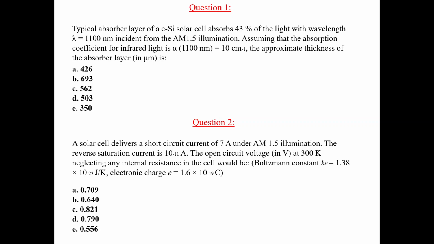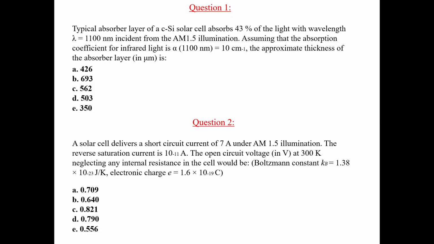Sir, option A. Okay. Gaurav, Mele, can you tell Gaurav how you solved it? Then I'll explain definitely. What formula did you use? Sir, kT by q ln(Isc by I naught plus 1). kT by q is 0.026, that's the direct value. Good. And ln, just calculate that, 7 by 10 to the power minus 11 plus 1.